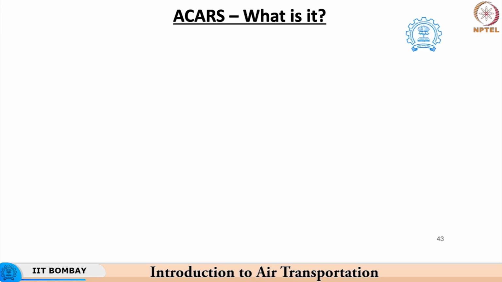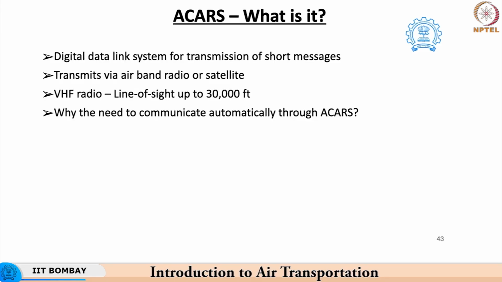The other avionic that is used for data link CNS is called the ACARS. ACARS, as I mentioned to you, is the short form of Aircraft Communications Addressing and Reporting System. This is also a digital data link system for transmission of short messages. So, by way of this system, the aircraft can carry out data link or transmission of signal from the aircraft to the ground control related to the airline.